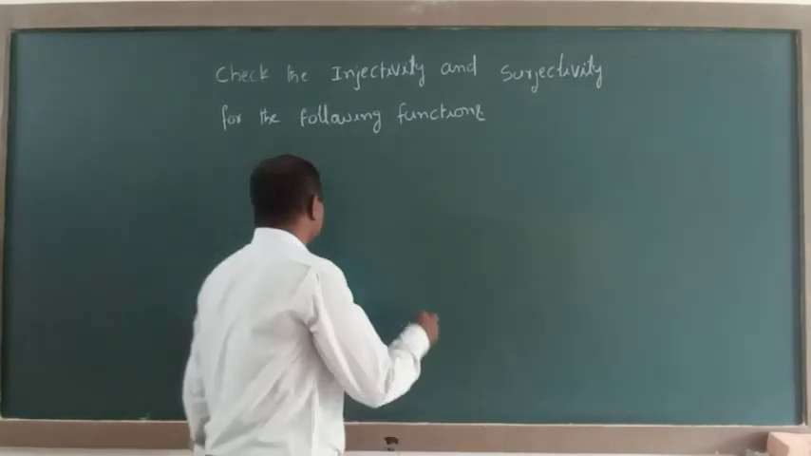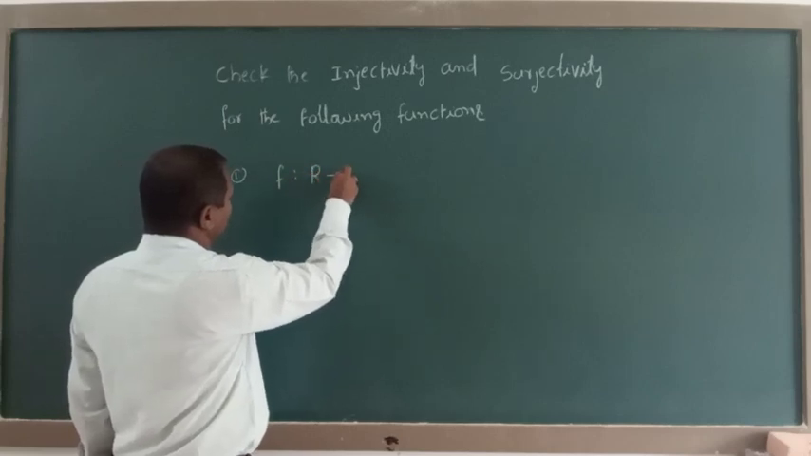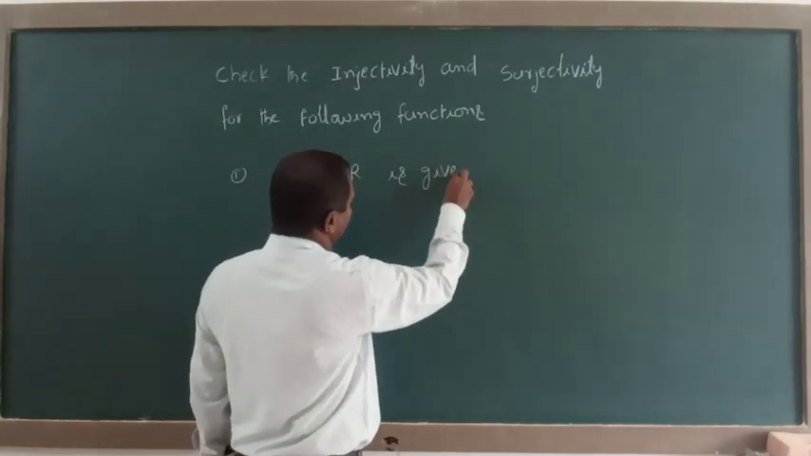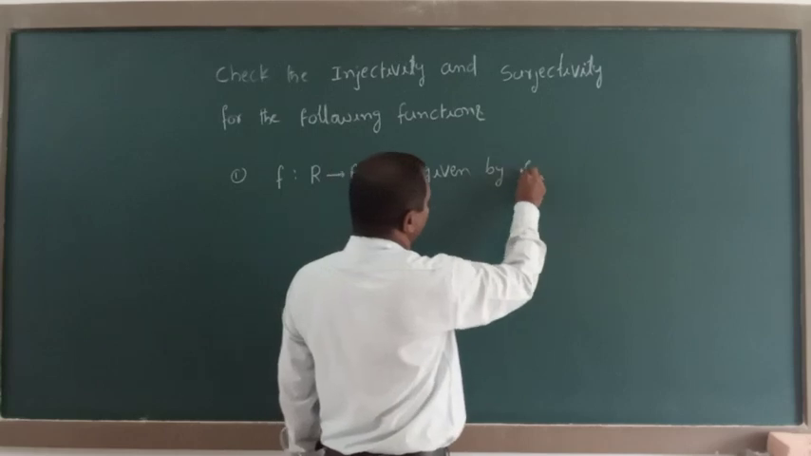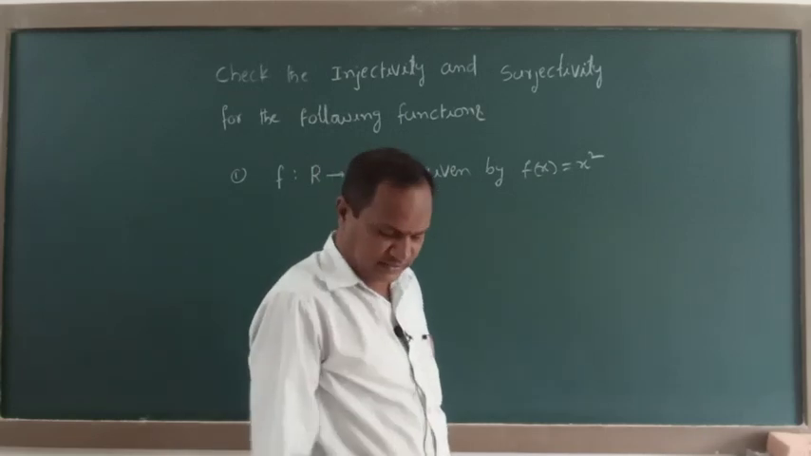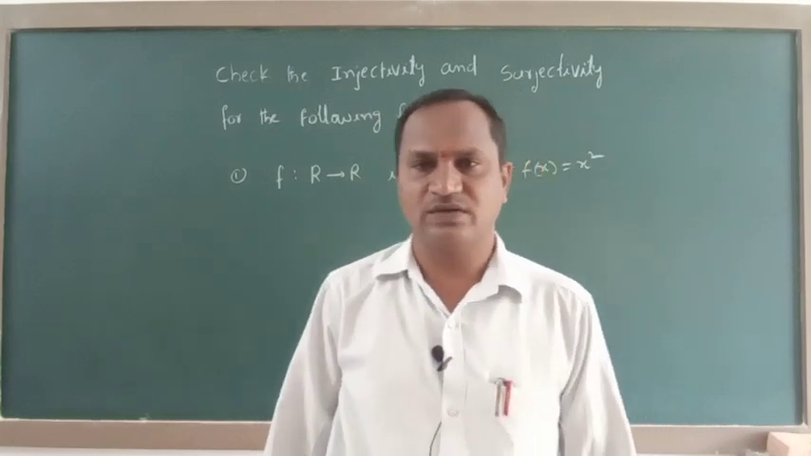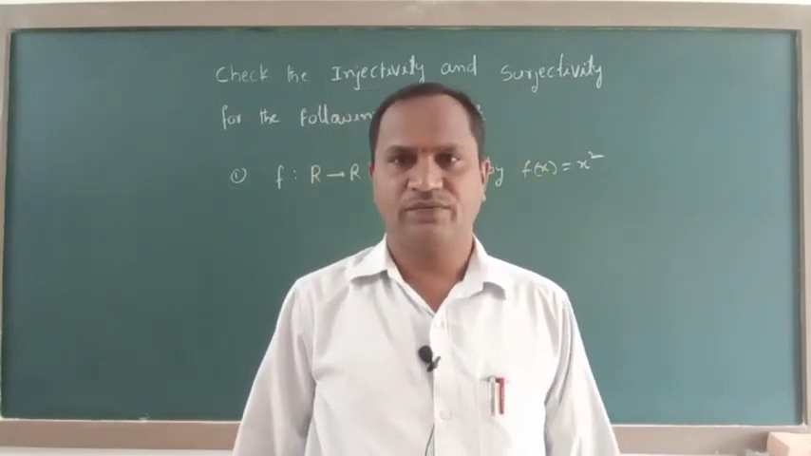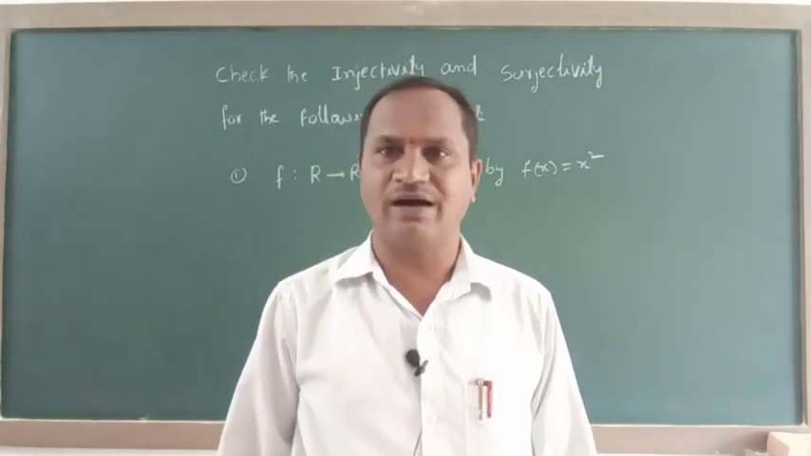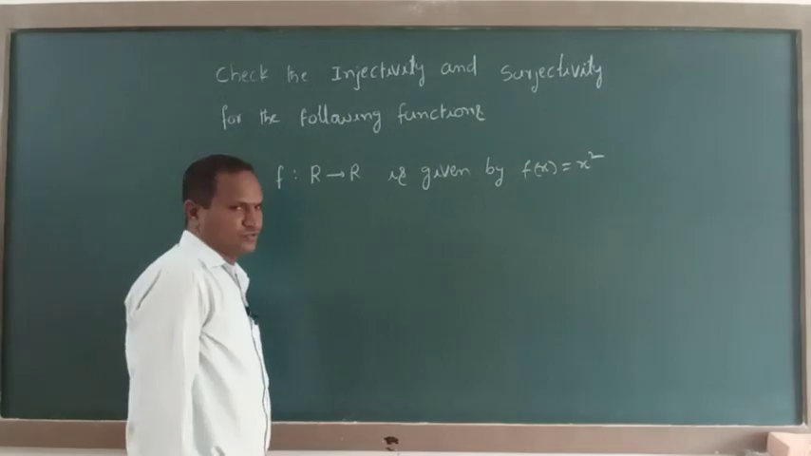First question, f maps from R to R is given by f of x is equal to x square. Now we have to check about this function f of x is equal to x square, whether it is one-one or onto. If it is both one-one and onto, at a time we call those types of functions bijective functions. Now in two ways we can solve this question.